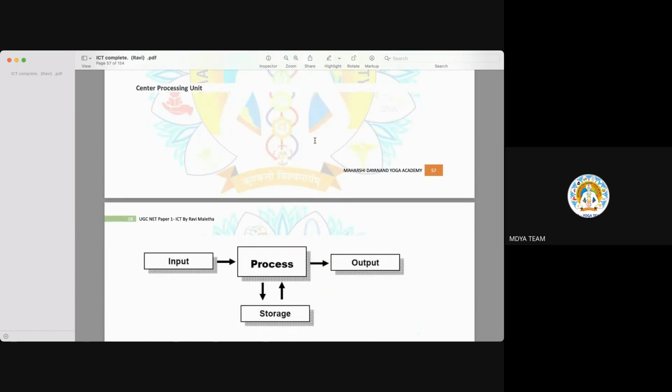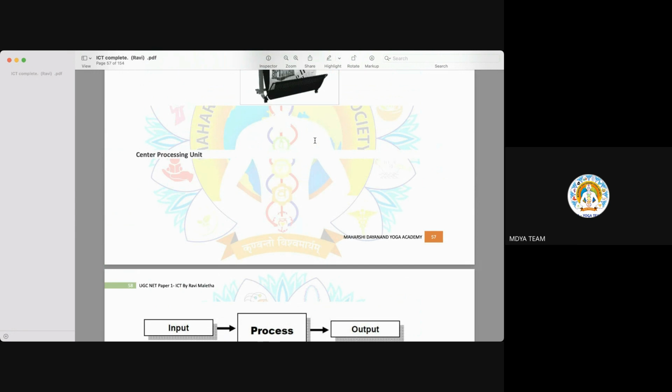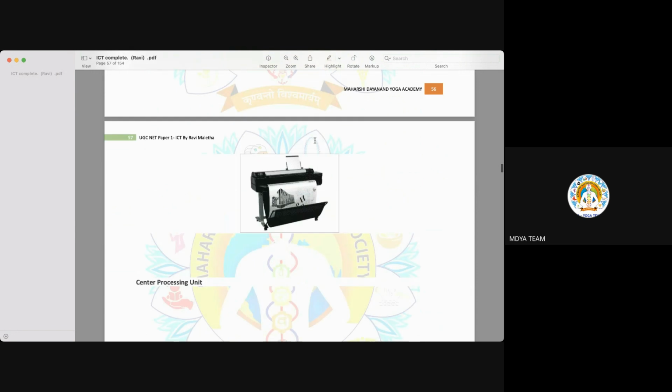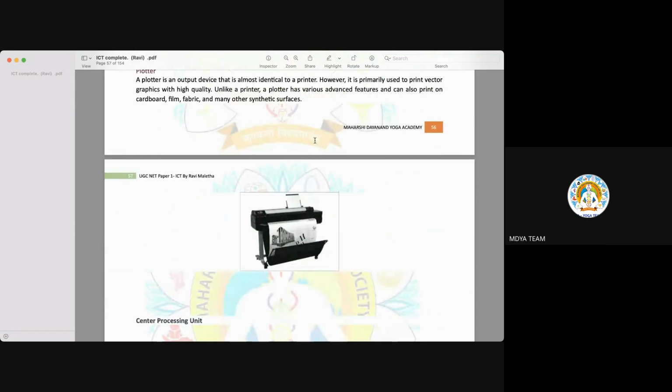So this is all about input and output devices. The memory part and the CPU part are remaining. So we'll discuss in the next lecture. I think that much is enough for today. If you are having any doubt, you can ask.